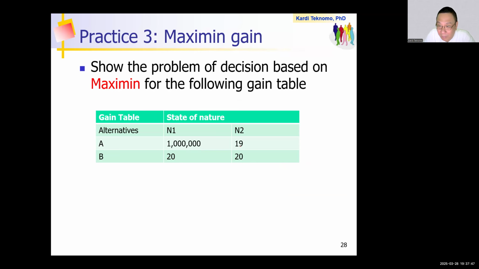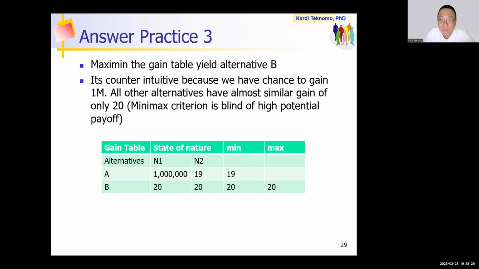Again, this is very funny. Why do you choose B when, if you choose A, potentially you can get 1 million? And if the condition is unfavorable for you, you will get 19, so -1. But you still choose B because you are using maximin gain. So this is again counterintuitive. So maximin, minimax is not that good, but at least this gives us some foundation about how we will proceed with this.